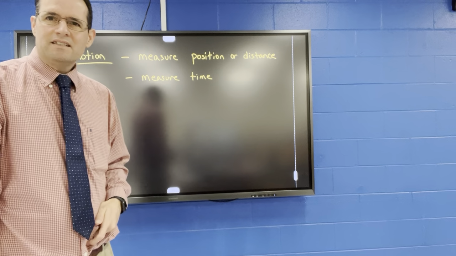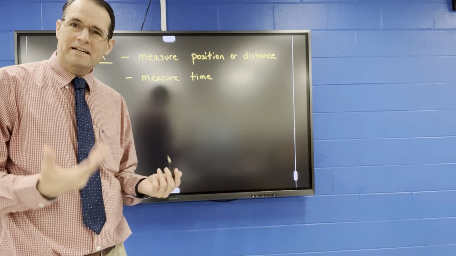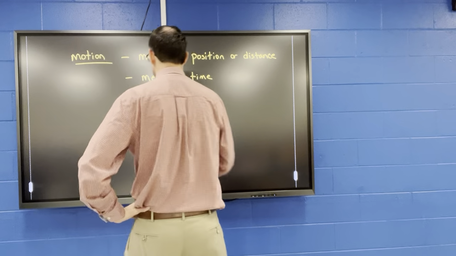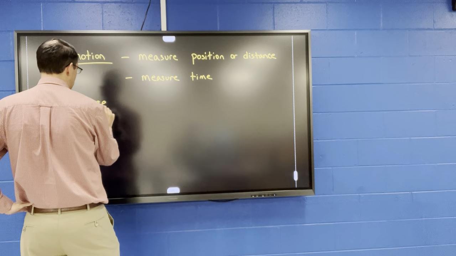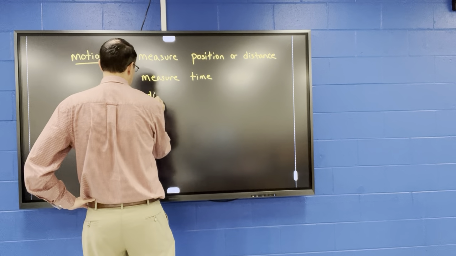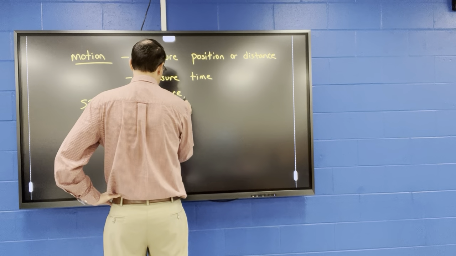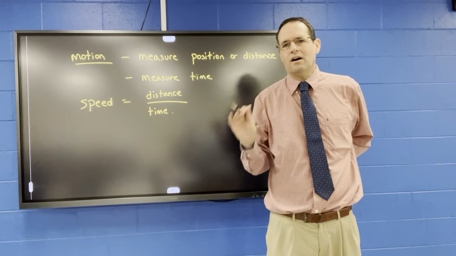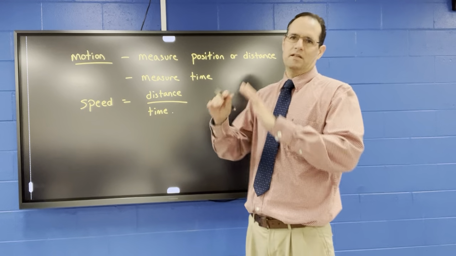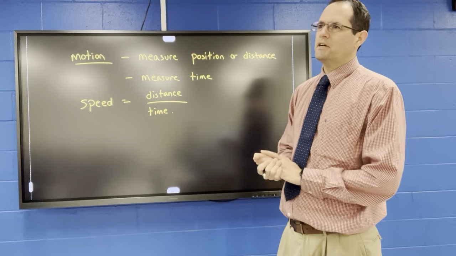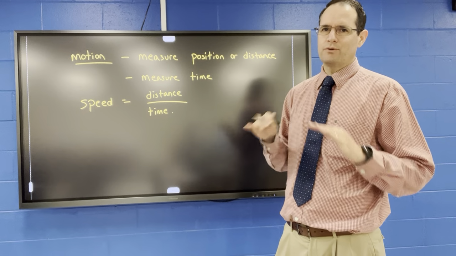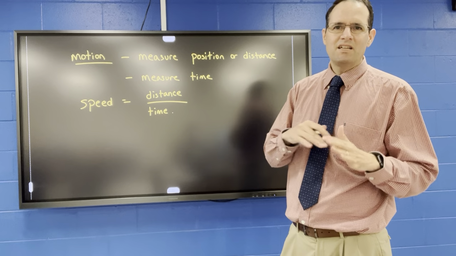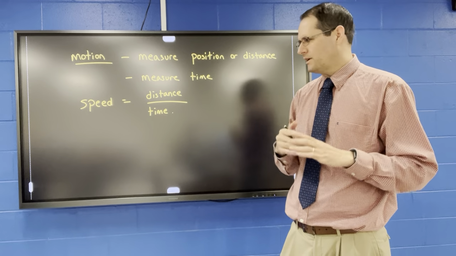So speed is a measure of motion, and speed is measured as distance divided by time. Now we're going to consider constant speed. So pretend like somebody's driving on a perfectly flat road and they're driving 55 miles per hour with the cruise control and there are no hills or braking or speeding up or traffic that would make them speed up or slow down, okay?